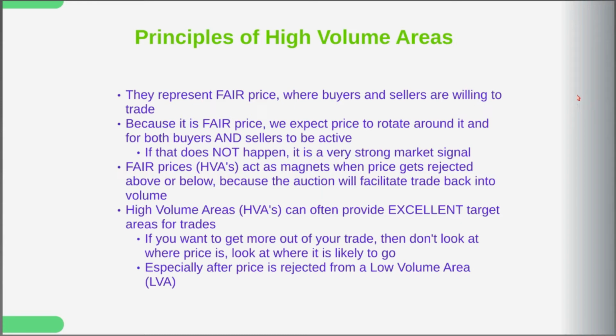It's also why when price comes through to the upside of a low volume area, I will look to take a long on a retest and look to take the trade back to the next highest high volume area. Fair prices, high volume areas act as magnets when price gets rejected either above or below, because the auction will facilitate trade back to high volume, back to volume. It is a fundamental job of the market to facilitate trade.